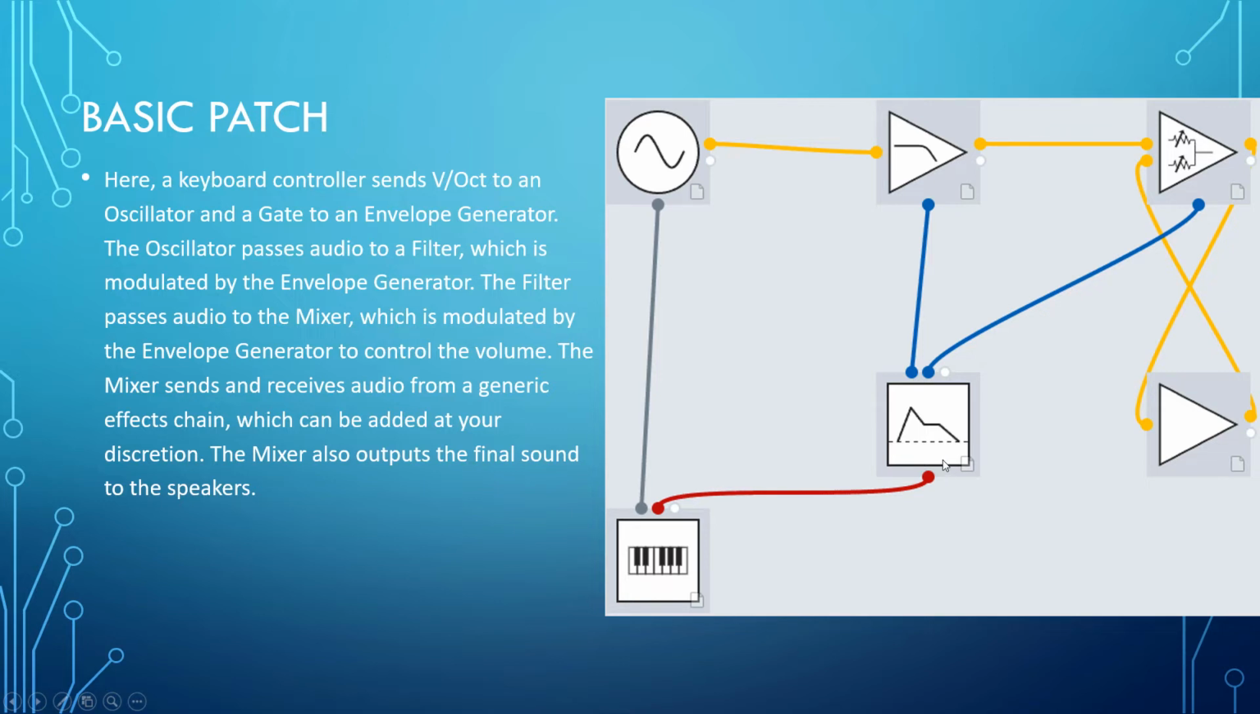The mixer sends and receives audio to a generic effects chain here, but we'll play with it with delay, which can be added at your discretion, and then the final output comes from the mixer to the speakers. Let's see it in action.